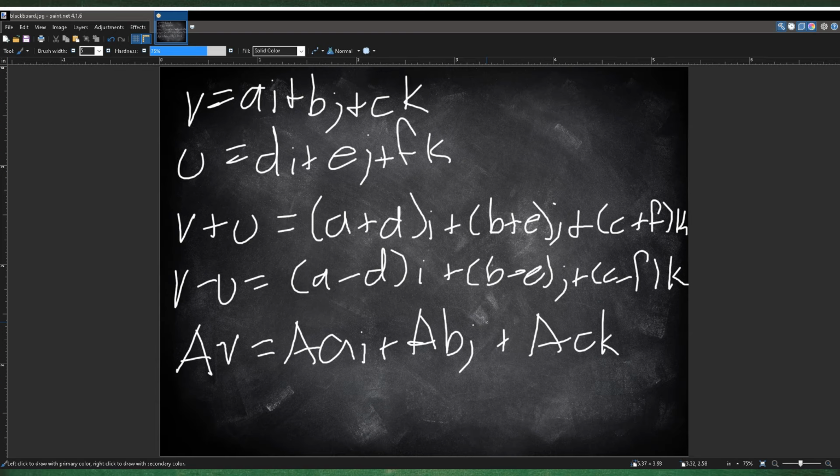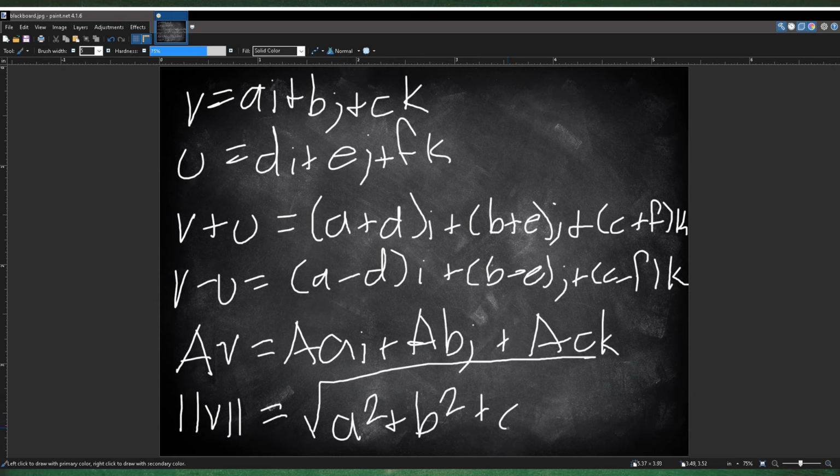And now, if you want to find the magnitude of a vector, you just have to add their variables. So the magnitude of a 3D one is just the square root of a squared plus b squared plus c squared. Because 2D was just a squared plus b squared. Now for a 3D vector it is a squared plus b squared plus c squared.